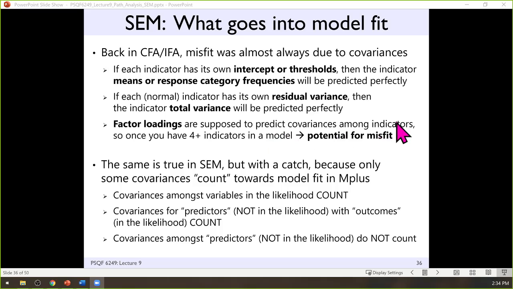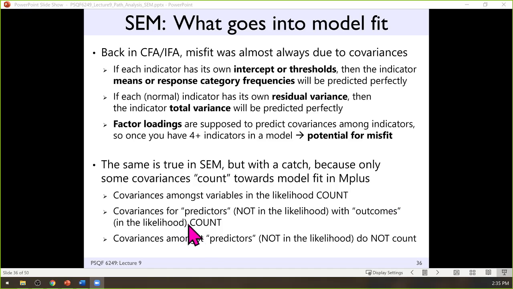In terms of fit, different SEM packages actually incorporate different rules for what counts towards fit and misfit at the structural level. This is another check your documentation to see what it's doing. These are the rules in M+. Any variable that is in the likelihood, meaning it is actually an outcome or you asked it to estimate a mean, variance, or covariance for it to force it into the likelihood so you can have missing data, its covariances with the other variables in the model count. So if you don't put in a relationship, it will count against you in terms of fit.